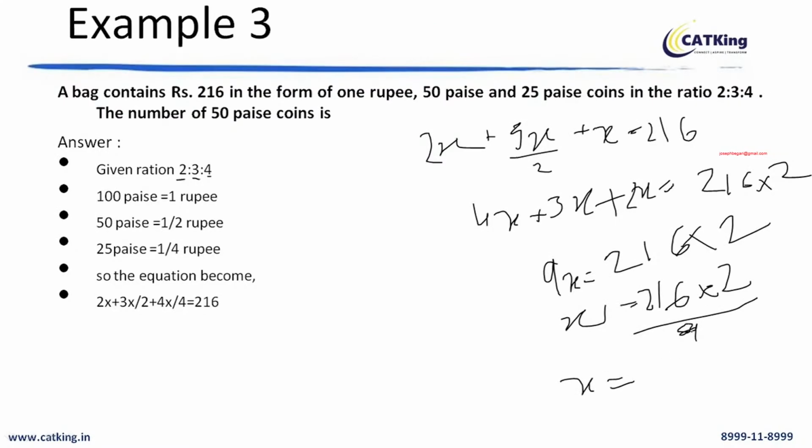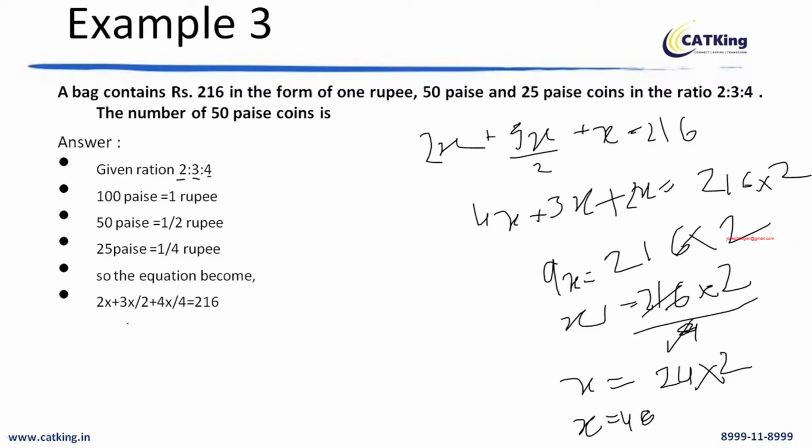Now we know 216 by 9. 9 2s are 18 and 9 4s are 36. So 24 into 2. So basically x is equal to 48. So the value is 48. Correct? So the value is 48.